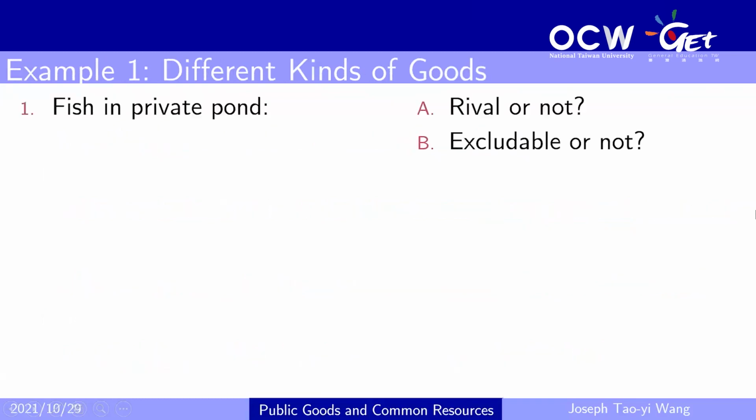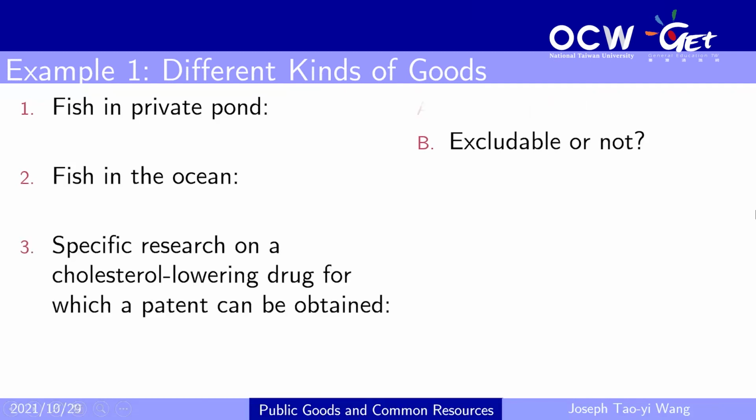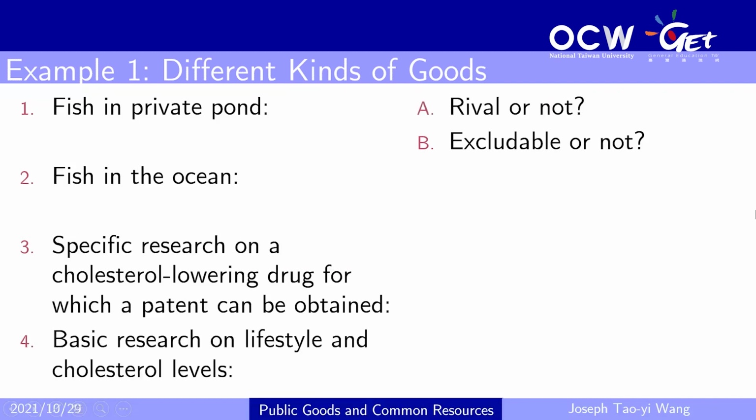Okay, so let's try this exercise. Fish in a private pond, is it rival or not? Is it excludable or not? Versus fish in the ocean, is it rival or not, excludable or not? Then how about a specific research on a cholesterol-lowering drug for which a patent can be obtained? Is this rival or not, excludable or not? And lastly, basic research on lifestyle and cholesterol levels. Is it rival or not, excludable or not?